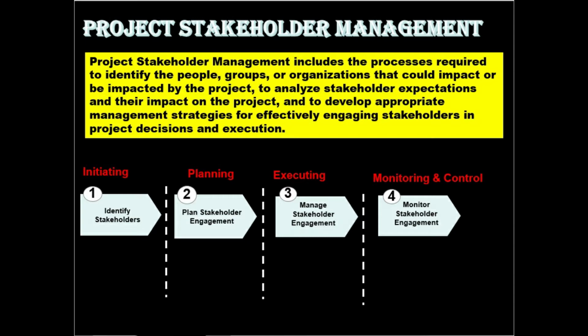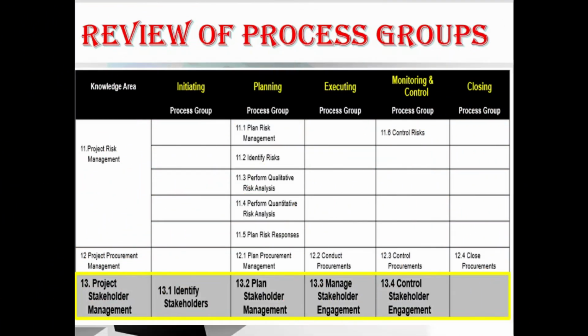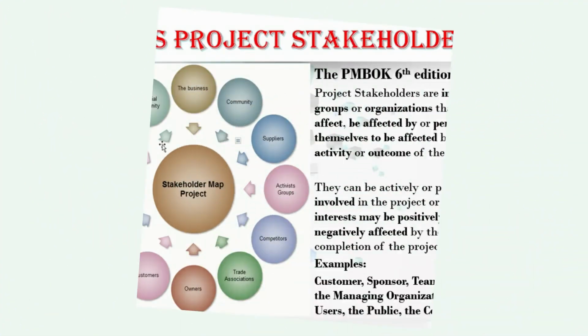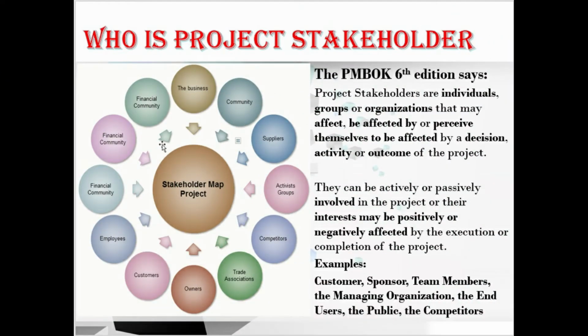We have four processes in project stakeholder management: identify stakeholders, plan stakeholder engagement, manage stakeholder engagement, and monitor stakeholder engagement. Before going into these definitions, first we will discuss who is a project stakeholder and how stakeholder management is defined as per the PMBOK.